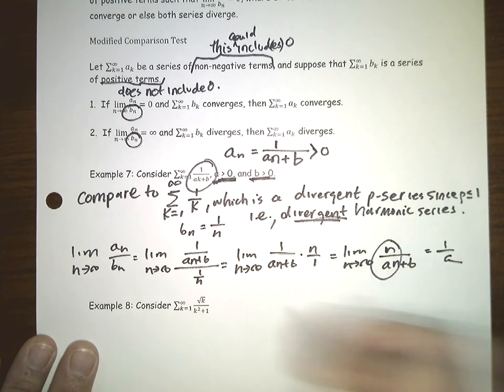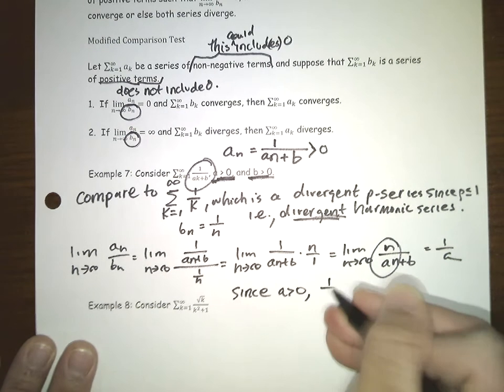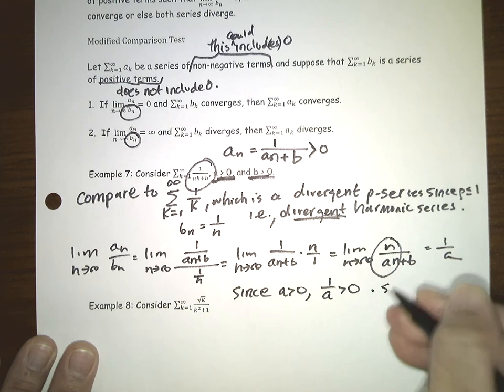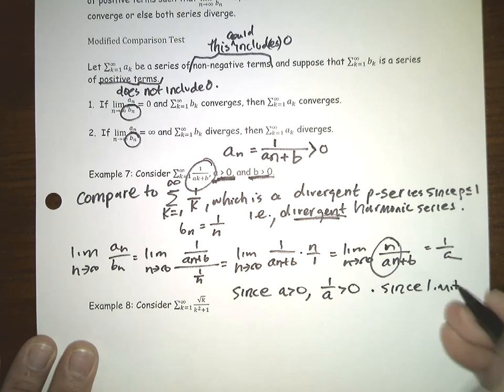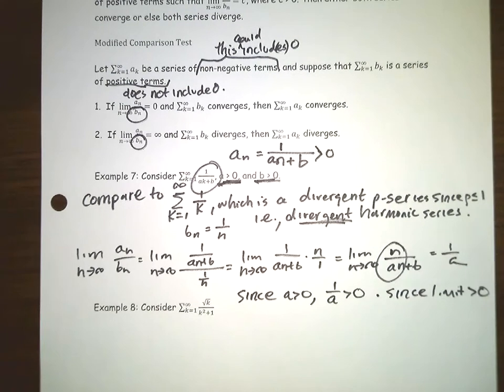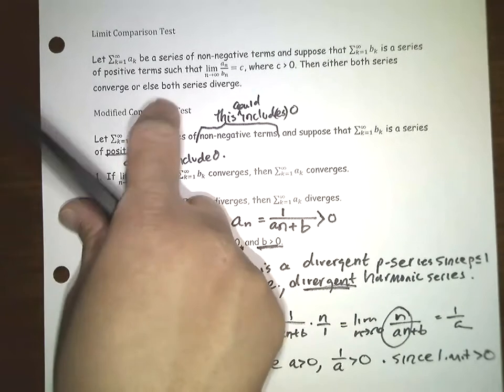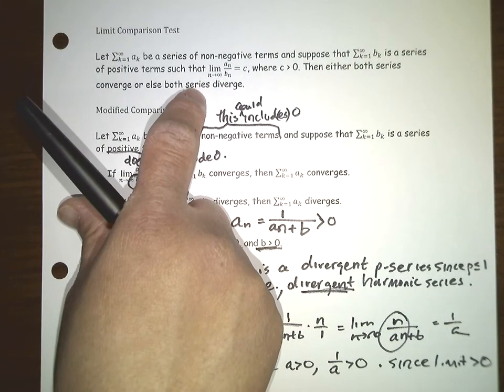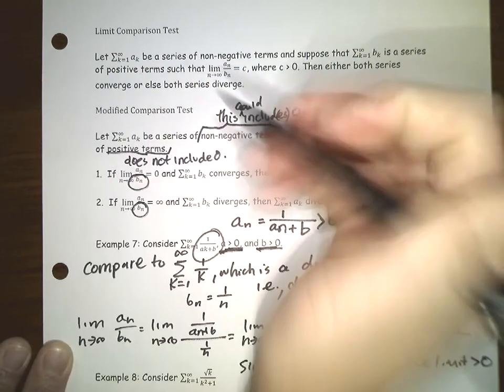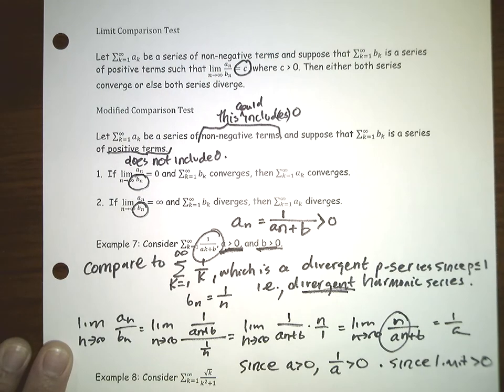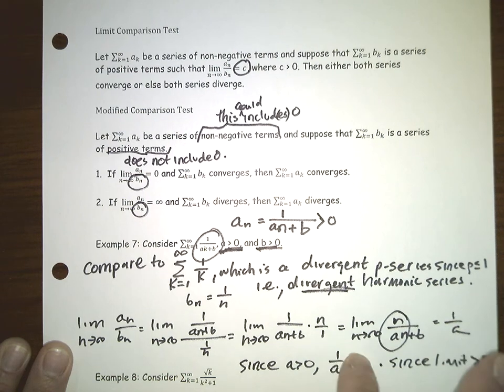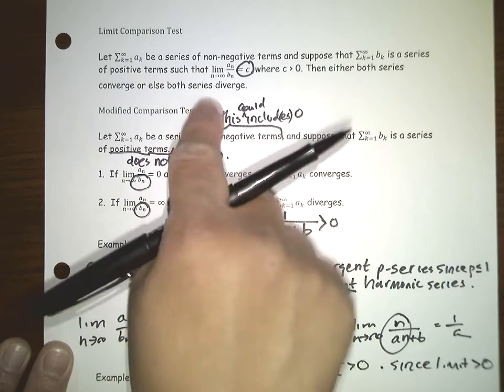So that is equal to 1 over a, and since a is greater than 0, 1 over a is greater than 0. And since the limit is greater than 0, this means that we couldn't actually use the modified comparison test here. But if we go back to look at what the limit comparison test says, if this is equal to some value of c, as long as that c is some number greater than 0, and it was equal to 1 over a, and 1 over a was greater than 0, then that means that both series converge or both series diverge.